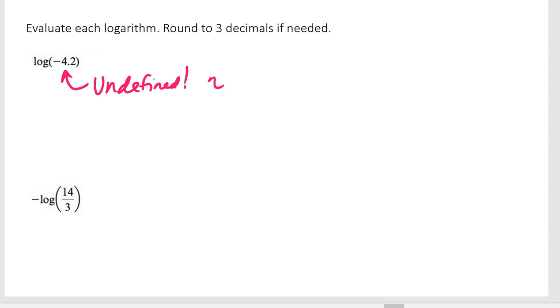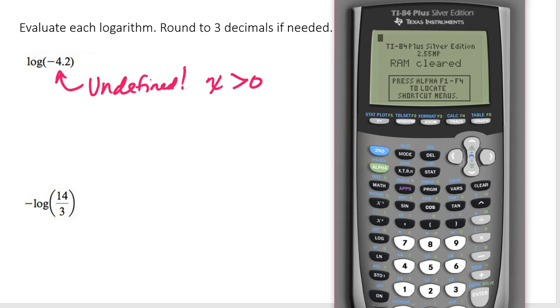And the reason is because x must be greater than 0. But let's look at this second one. Let's get the calculators out so we can practice finding logs in the calculator. So I want to press negative because we have a negative in front of the log. And then I'm going to hit the button that says log right here.